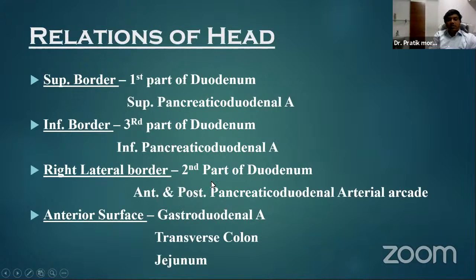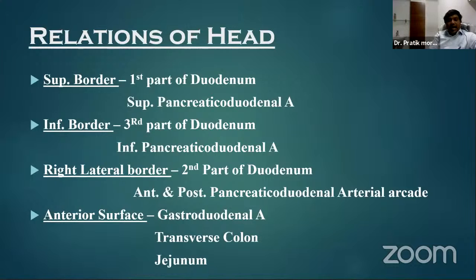Then the right lateral border. The third border is the right lateral border. It is related to the second part of the duodenum and the anterior and posterior pancreatico-duodenal arterial arcades. So here, on the right the second part will obviously come: first at the top, third at the bottom, and second at the side. The blood supply of the second part is with the help of both the superior and inferior pancreatico-duodenal arteries. Their branches, anterior and posterior, supply it from both front and back, so it forms an arterial arcade.